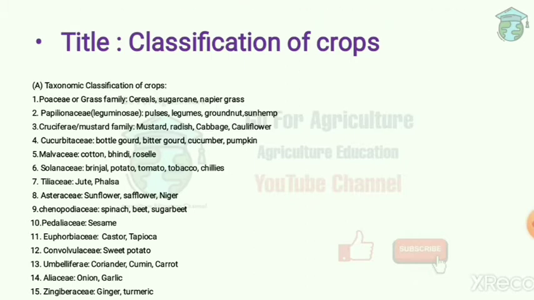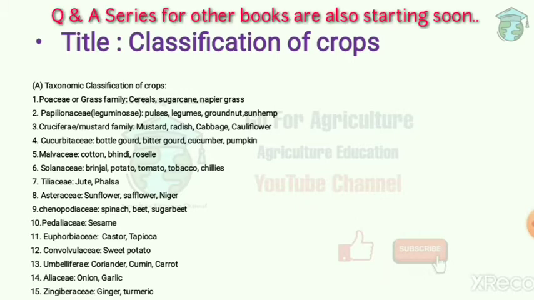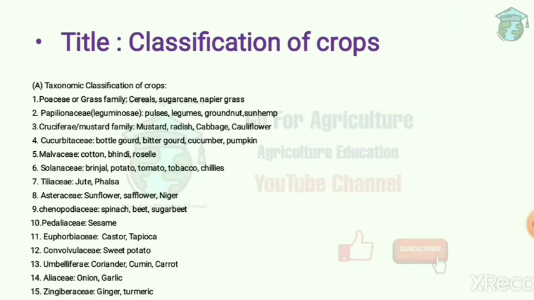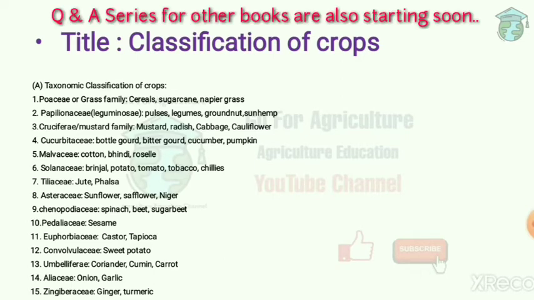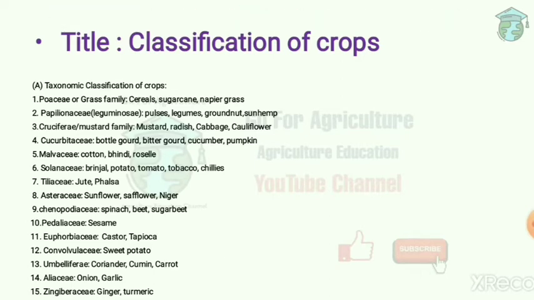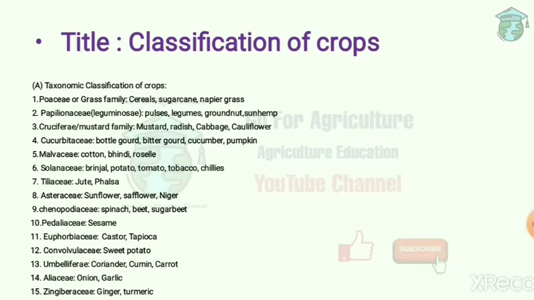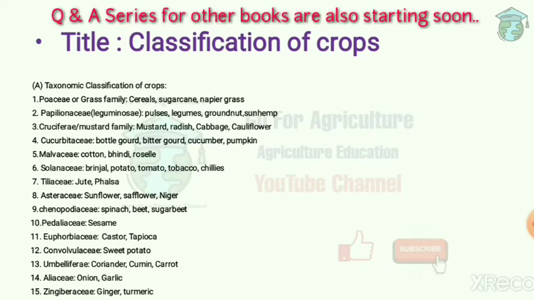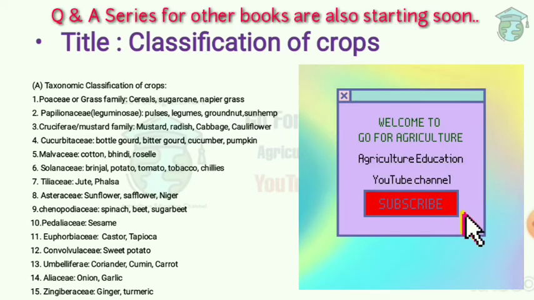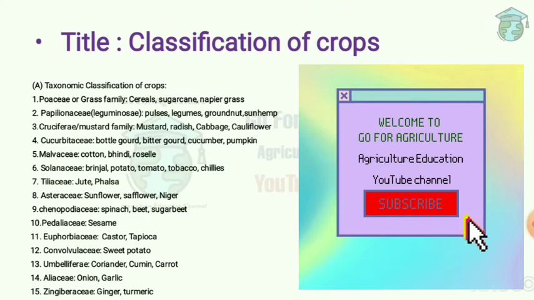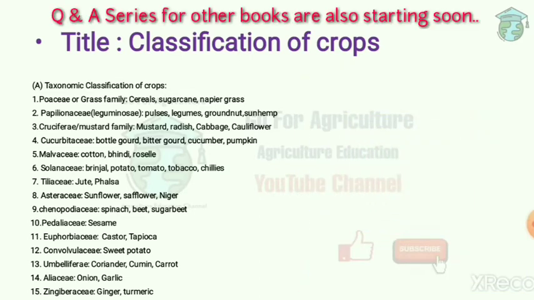Next one, Tiliaceae, jute, palsa. Next one, Asteraceae. Asteraceae is also known as Compositae family. In this, sunflower, safflower, niger are there. Next one, Chenopodiaceae. If you have heard of a weed called Chenopodium album, this word is derived from that only. In Chenopodiaceae, spinach, beet, sugar beet are there.